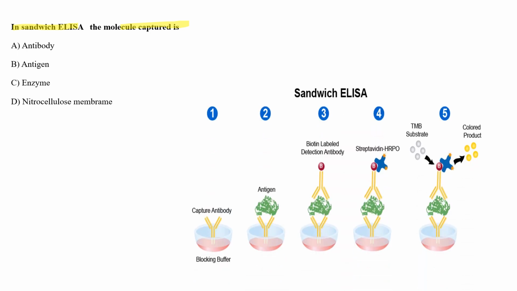So what happens in sandwich ELISA is, first of all, the antibody is captured. Second step, antigen is joined to the antibody by some interactions. Then we add labeled antibody that can be enzyme labeled or labeled by any probe or something else. Then we add our enzyme linked to the substrate and a colored product is formed.